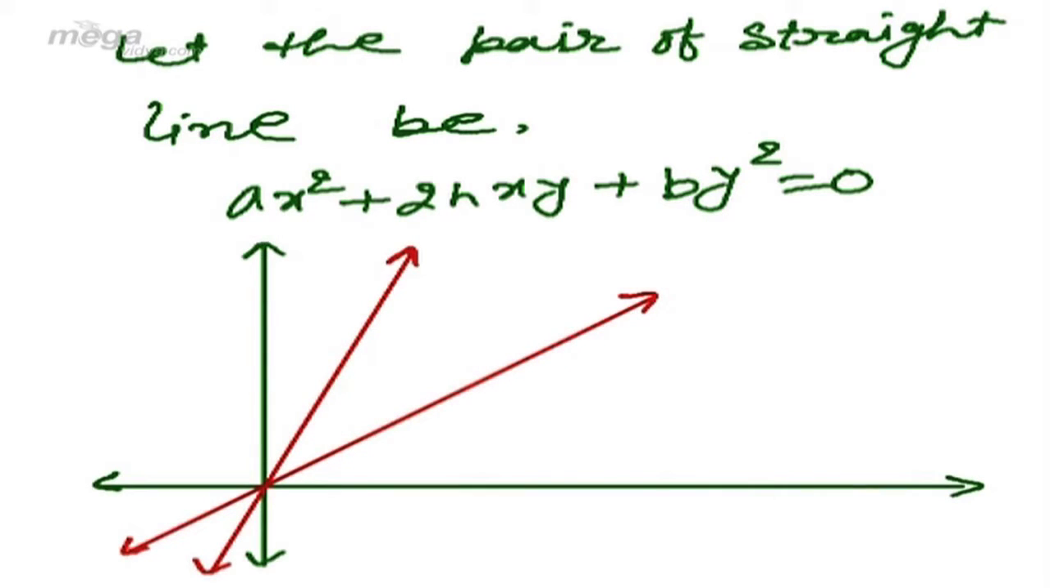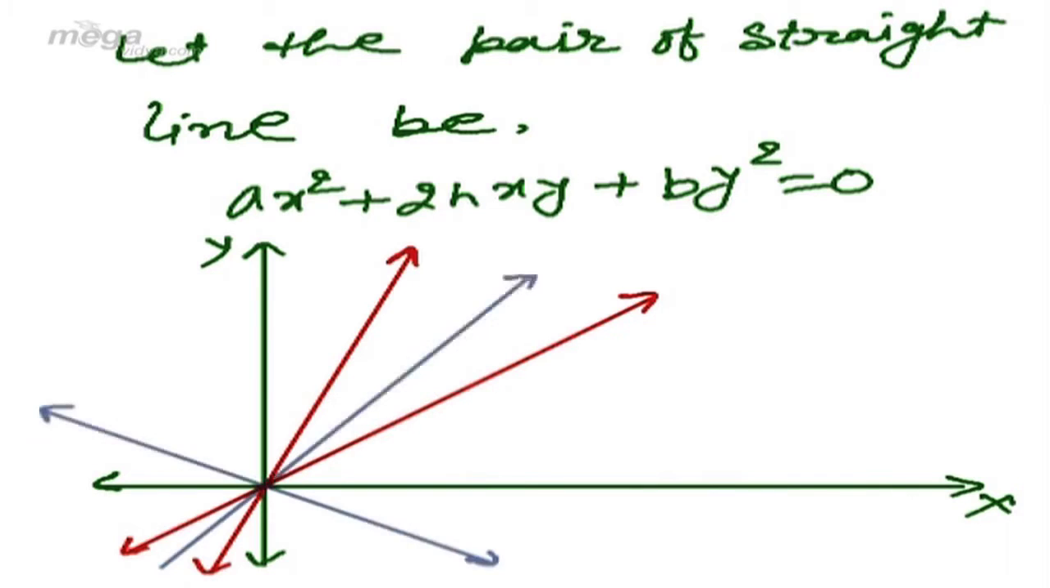So student, these are two straight lines. The red lines are the two straight lines whose combined equation is ax square plus 2hxy plus by square is equal to 0. Now you have to find out the bisector of the angle between these two lines. These blue lines are the bisectors of the angle between these two red lines. So this angle will be equal to this angle, and this whole angle is equal to this whole angle. Then these two lines are the bisectors of the angle between these two red lines.